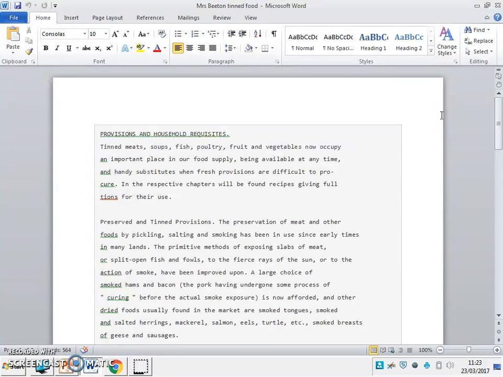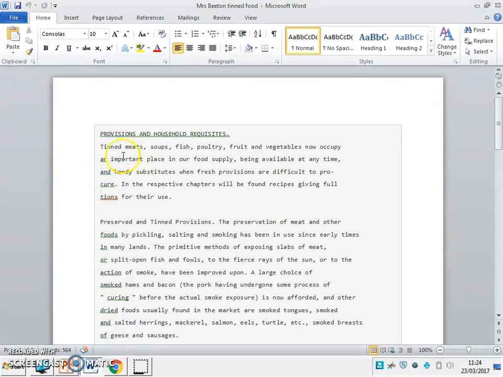So provisions and household requisites. Requisites, you might not know what that means. Provisions, you might not know what that means. Hold it in your mind and look at the context. So read the first paragraph, it should introduce it. Tinned meats, soups, fish, poultry, fruit and vegetables now occupy an important place in our food supply, being available at any time and handy substitutes when fresh provisions are difficult to procure. Okay, so you've got tinned.